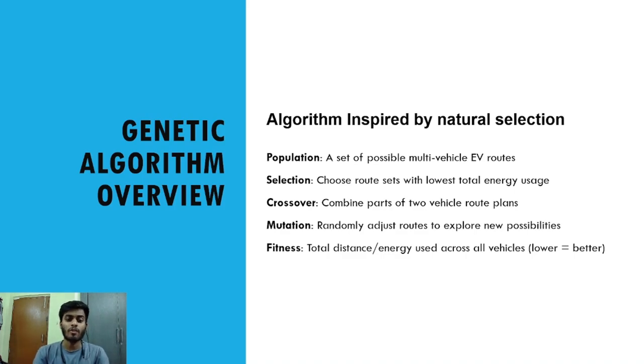Genetic algorithm overview. An algorithm inspired by natural selection. First one is population. What is population? A set of possible multi-vehicle EV routes. Second, selection. Choose the route set with lowest total energy usage. Third, crossover. Combine parts of two vehicle route plans. Fourth, mutation. Randomly adjust routes to explore new possibilities. Last, fitness. Total distance and energy used across all the vehicles.